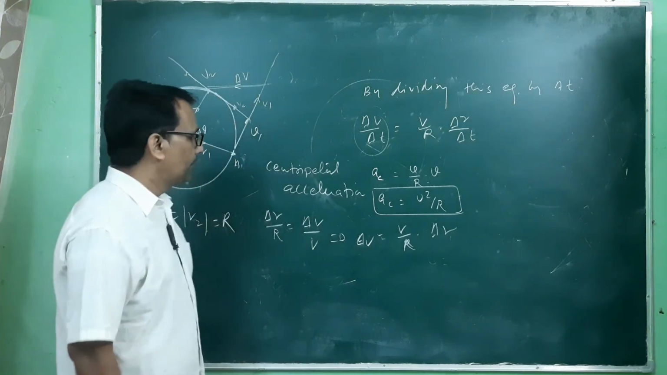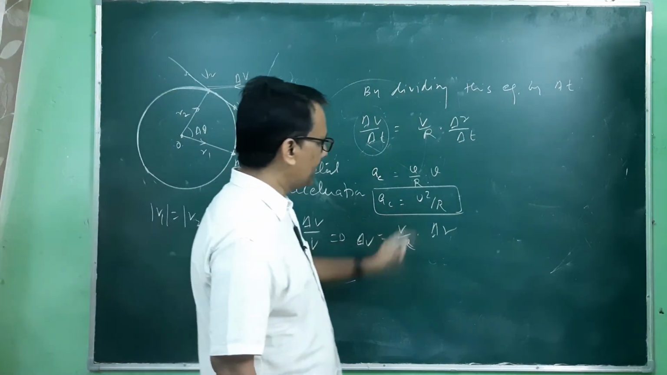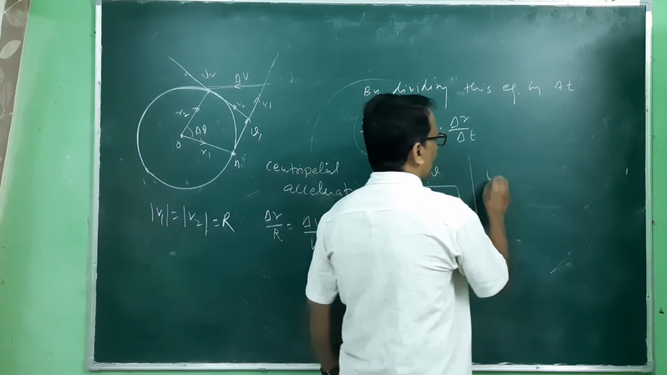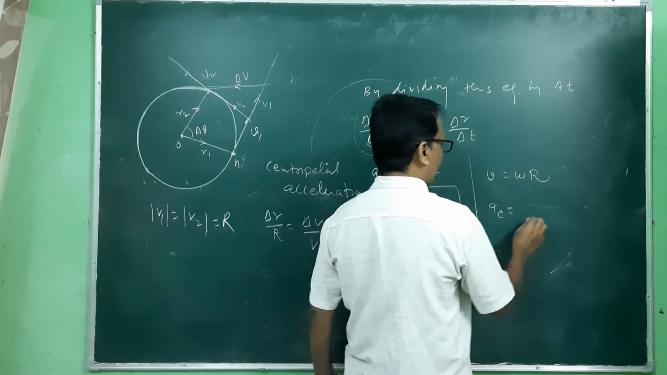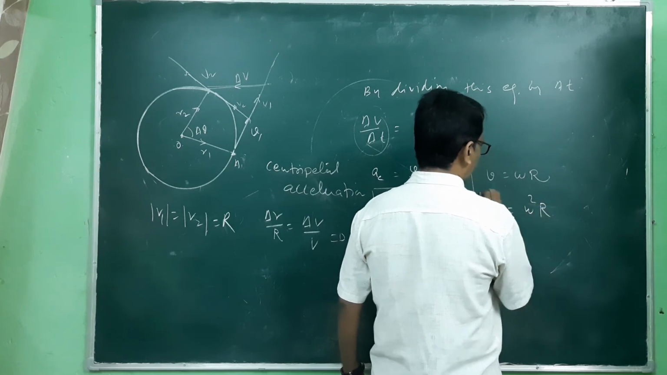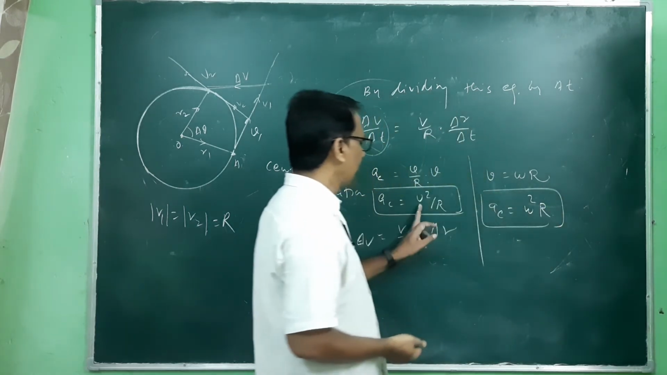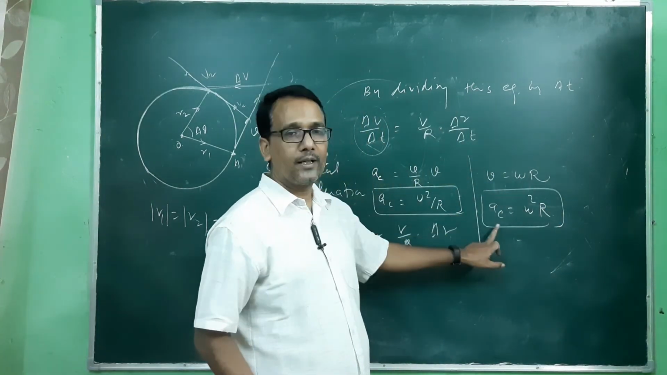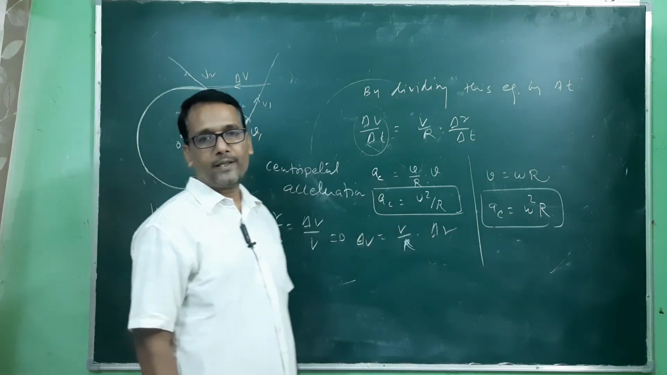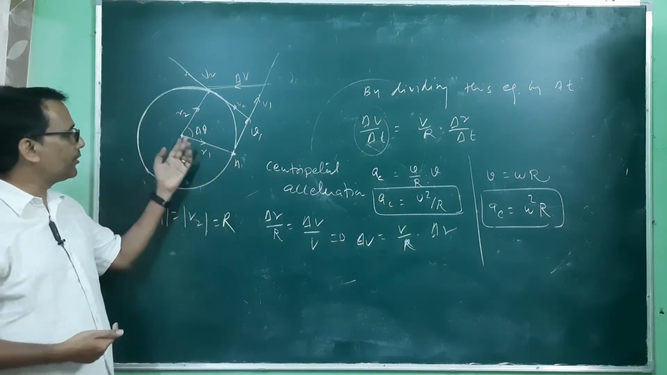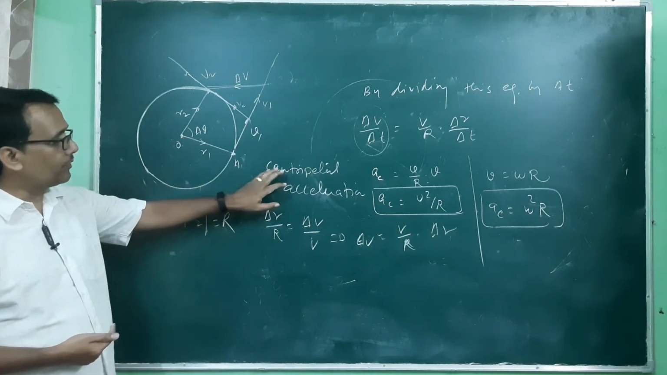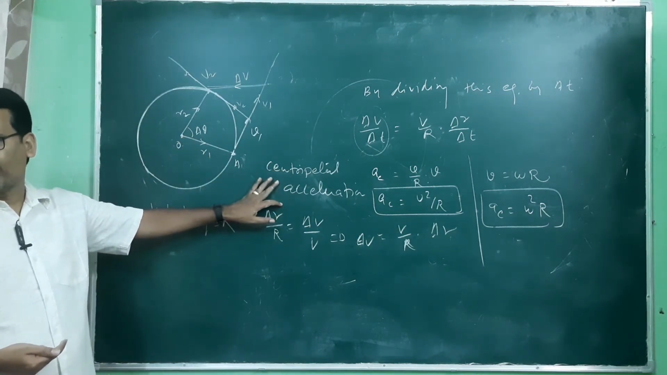Okay, so this is centripetal acceleration, and one can write this in terms of omega also. We have v equivalent to omega r. So this AC can be written as omega square r. Just put v equivalent to omega r, one r will cancel, so A is equivalent to omega square r. Its direction is toward the center of this circle. That's why this is known as centripetal acceleration.